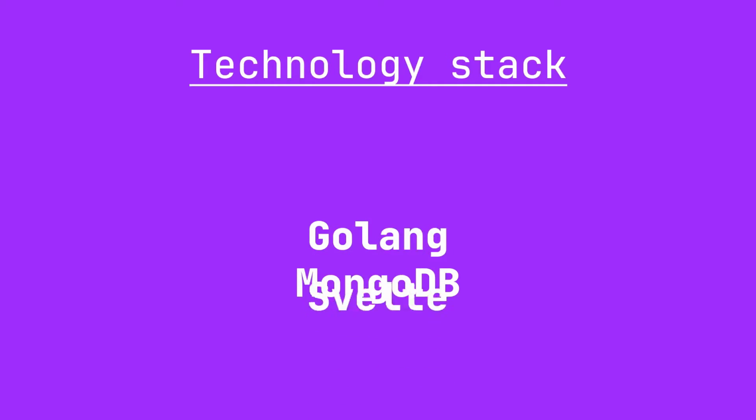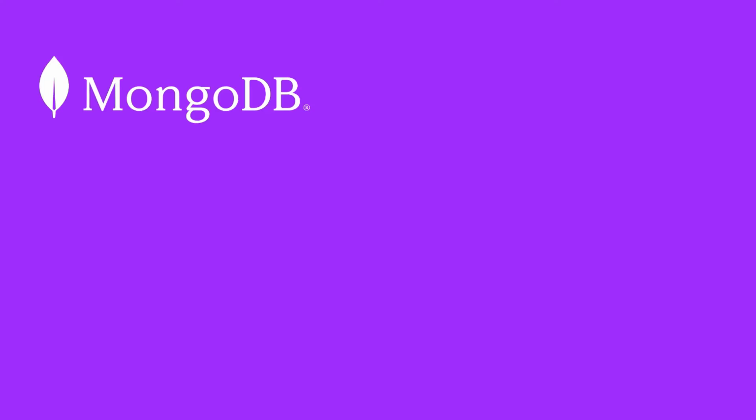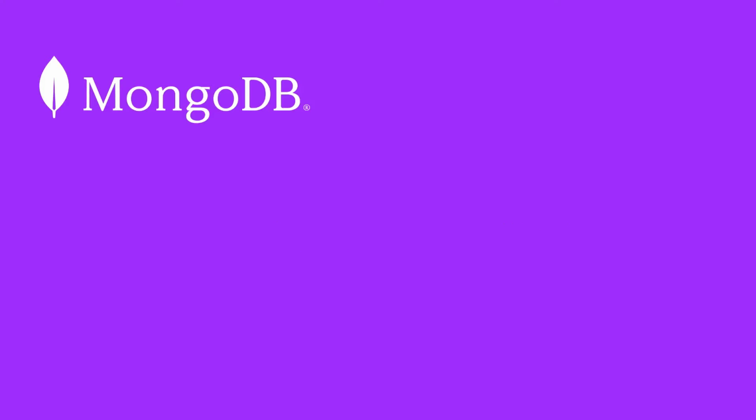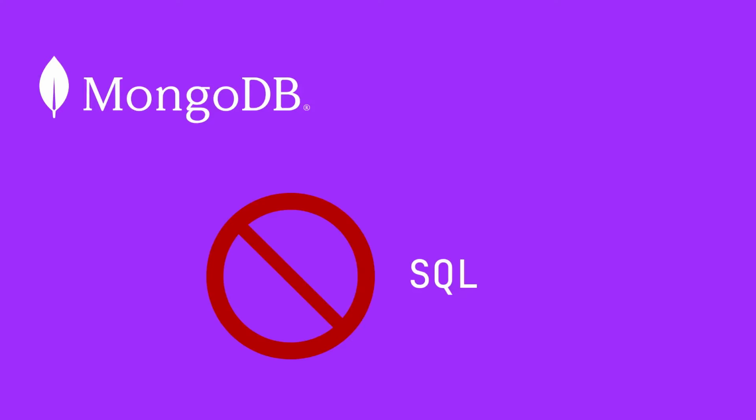So this is the technology stack that we're going to be using. MongoDB, Golang, Svelte, and Tailwind CSS. So what is this MongoDB and why does it have such a funny name? It actually stands for humongous. And the reason we're going to be using MongoDB is because it's a NoSQL database.